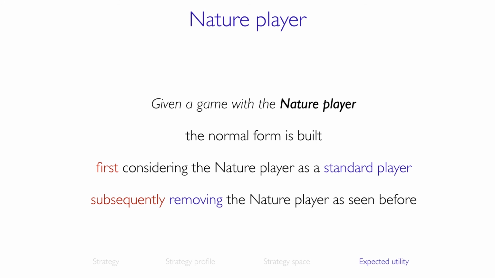Finally, let us remark that the nature player may be present. In that case, the normal form should be found considering that the nature player is a standard player, and subsequently removing it, computing the utilities of the players in expectation with respect to the strategy of the nature player.